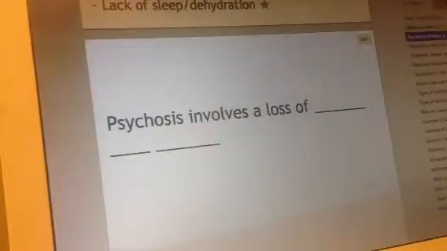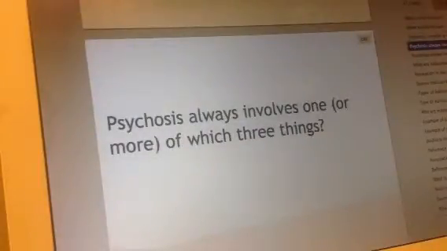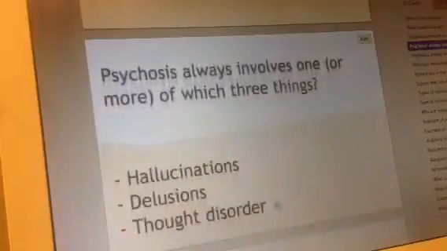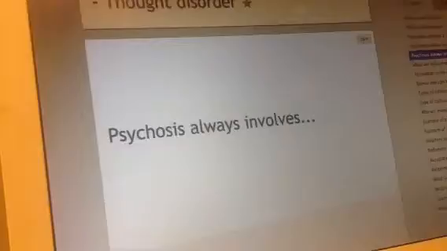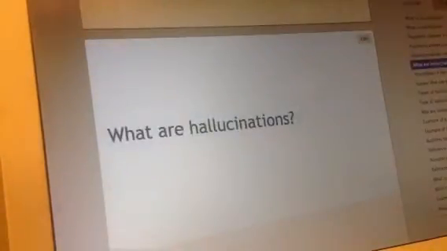Psychosis involves a loss of what? Contact with reality. Psychosis involves one or more of which three things? Hallucinations, delusions, and thought disorder. Psychosis always involves what? Loss of insight. What are hallucinations?